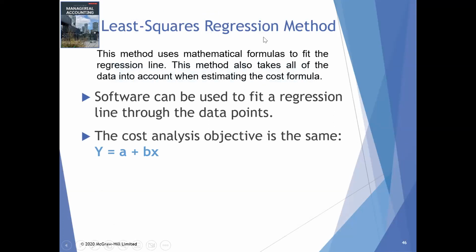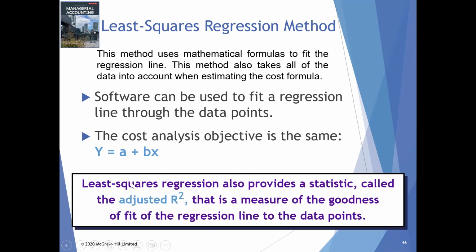Now, the next method we have is the least squares regression method. This method uses a mathematical formula to fit the regression line. The method also takes all the data into account when estimating the total cost formula. Software can be used to fit the regression line through the data points. The total analysis objective is the same. The main objective will remain the same, the formula is the same. So computer software can be used to find this, the least squares regression method.